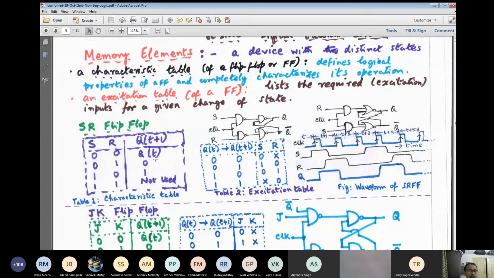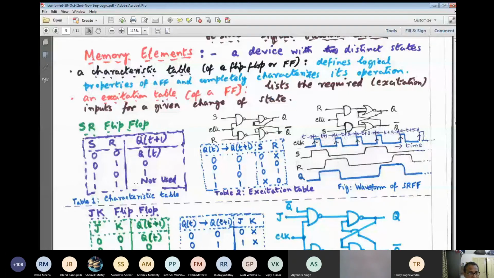Now, let me ask you one question. The condition where S and R, both the excitation inputs, remain at logic 1 is actually not allowed, not used. It is forbidden. Why? What can be the reason? Is there any reason? What will happen?